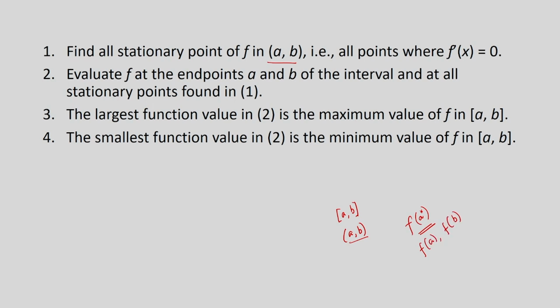The largest function value in 2 is the maximum value of f in a to b, and the smallest function value in 2 is the minimum value of f in a to b, right. Now, this is very intuitive. So, what we are doing is that we are first looking at the interior points, and we are trying to find out whether those points are stationary.